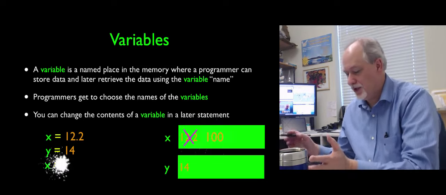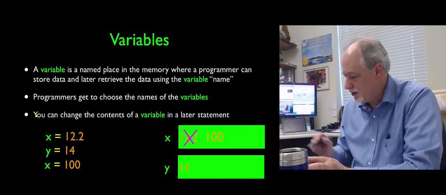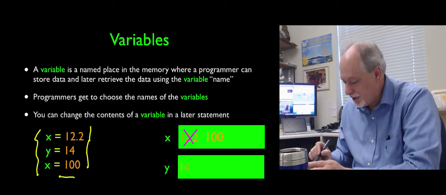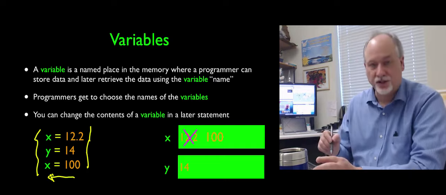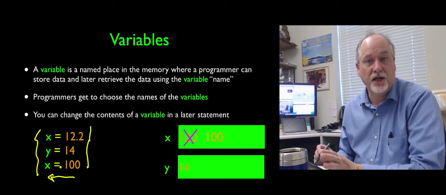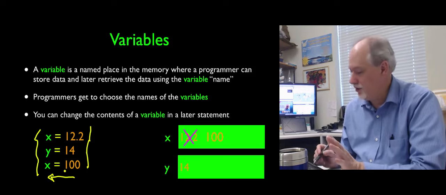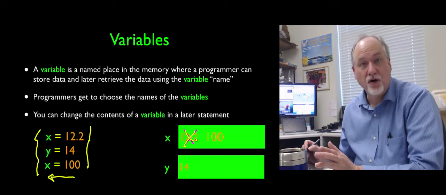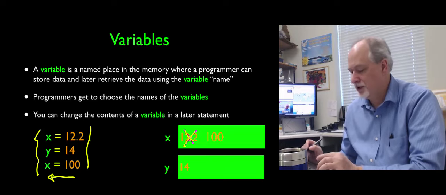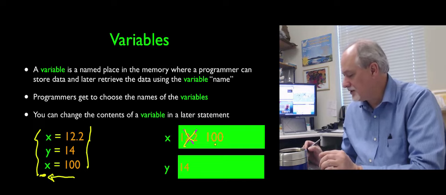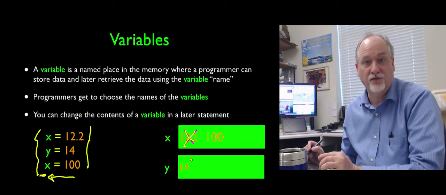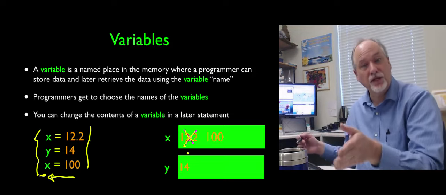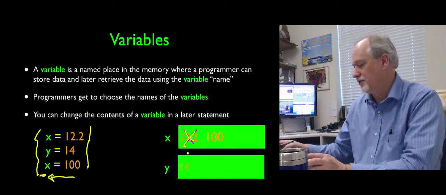Then, if there's a third line after this, x equals 100. Remember, this has a direction to it. It says, remember that x that I had? I would now like to put 100 in that. As I'm thinking this through, I think of that as removing or overwriting the 12.2 and putting 100 in its place. At the end, x is left with 100 and y is left with 14. So these variables can have one value in them, and we can look at them, reuse them, and put different values in if we want.